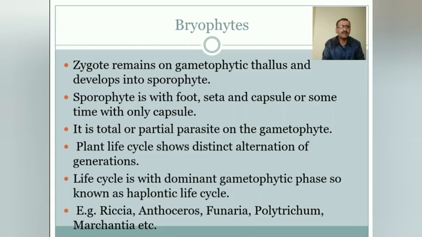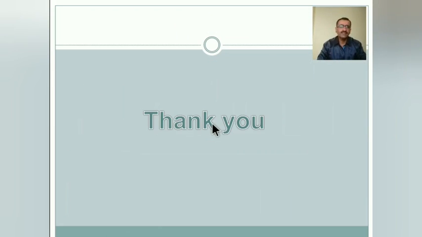There are different examples of the bryophyte. They are Riccia, Anthoceros, Funaria, Polytrichum, Marchantia. Okay, these are the different examples of the bryophyte. In this way, these are the four groups: the first is algae, second one is fungi, third one is lichen, and fourth one is bryophyte. These four groups are the lower cryptogams.